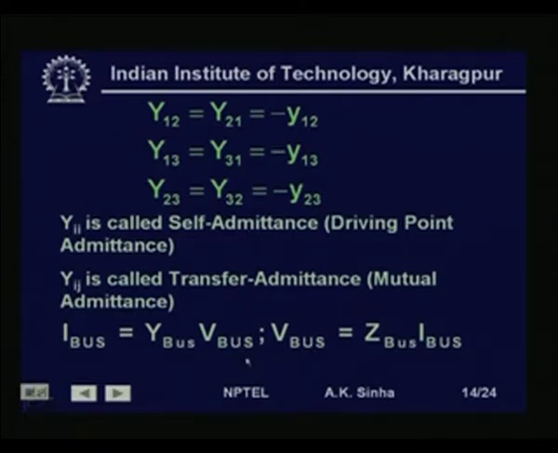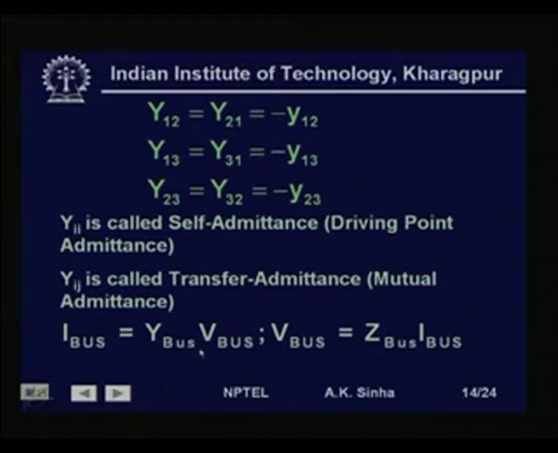We can in the same way write this relationship also as V bus is equal to Z bus into I bus, where Z bus is the inverse of Y bus matrix, and Z bus matrix is called the bus impedance matrix. Now, we normally work with the bus admittance matrix and not with the bus impedance matrix.